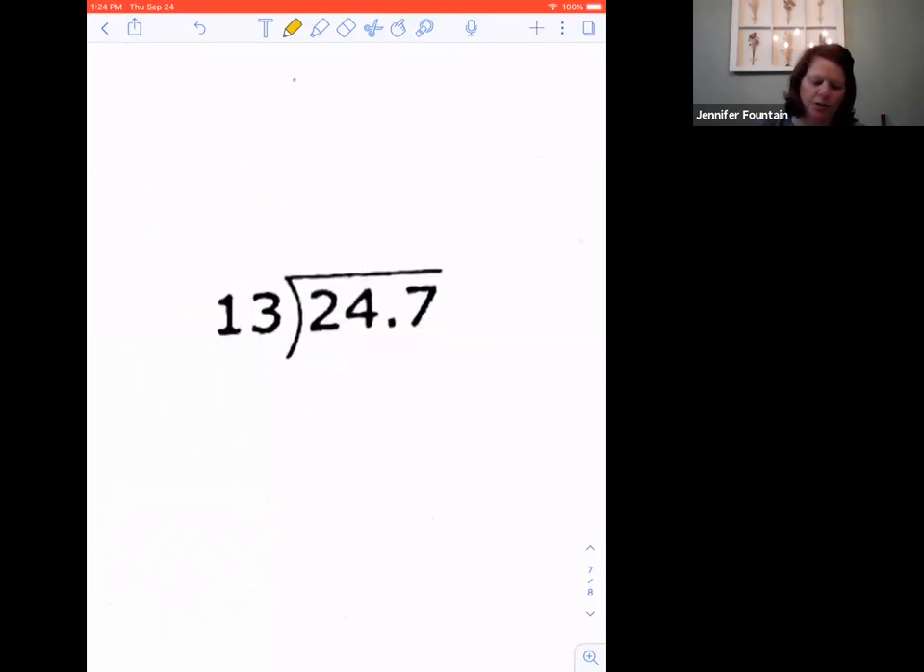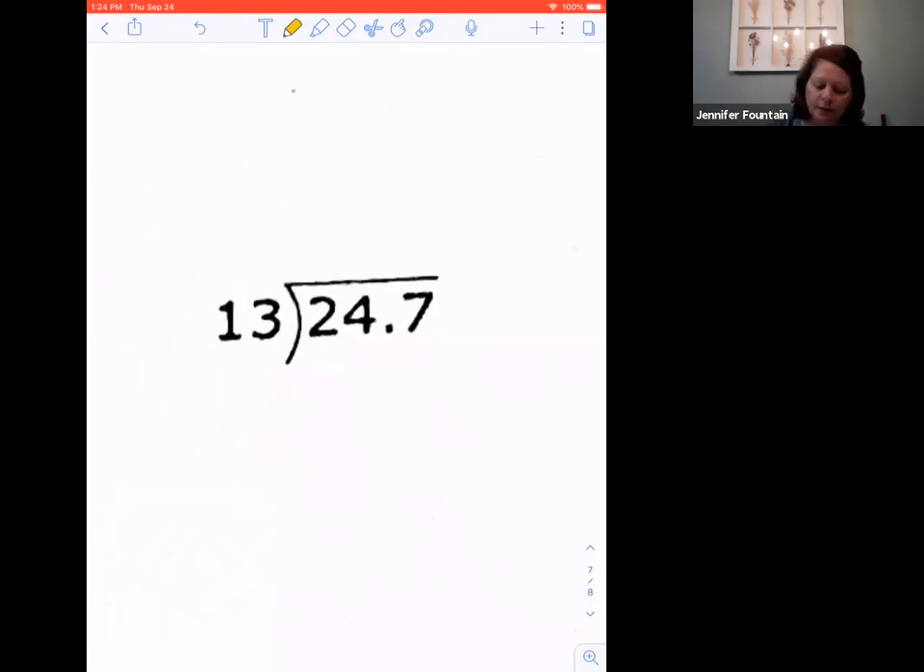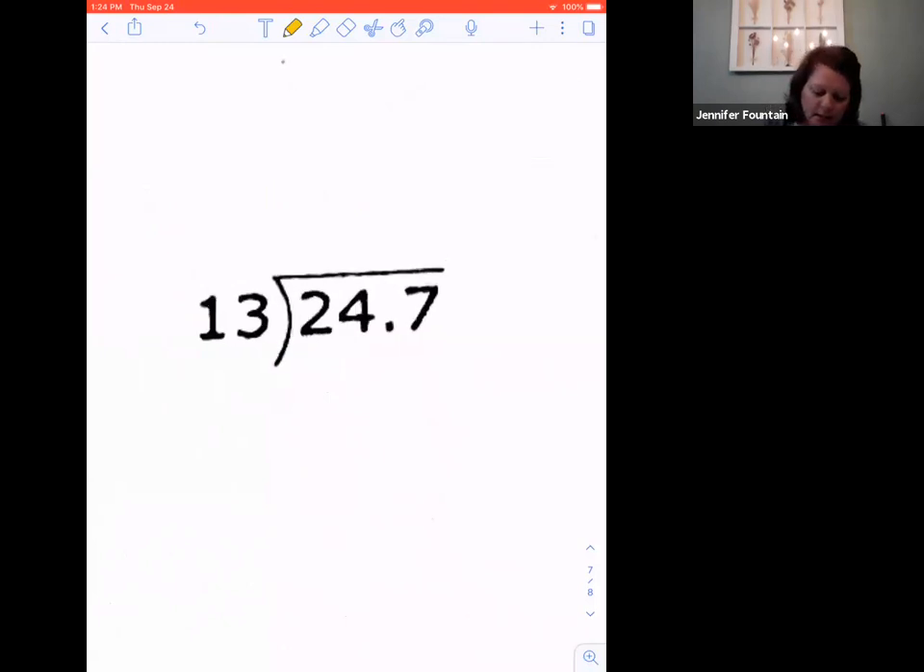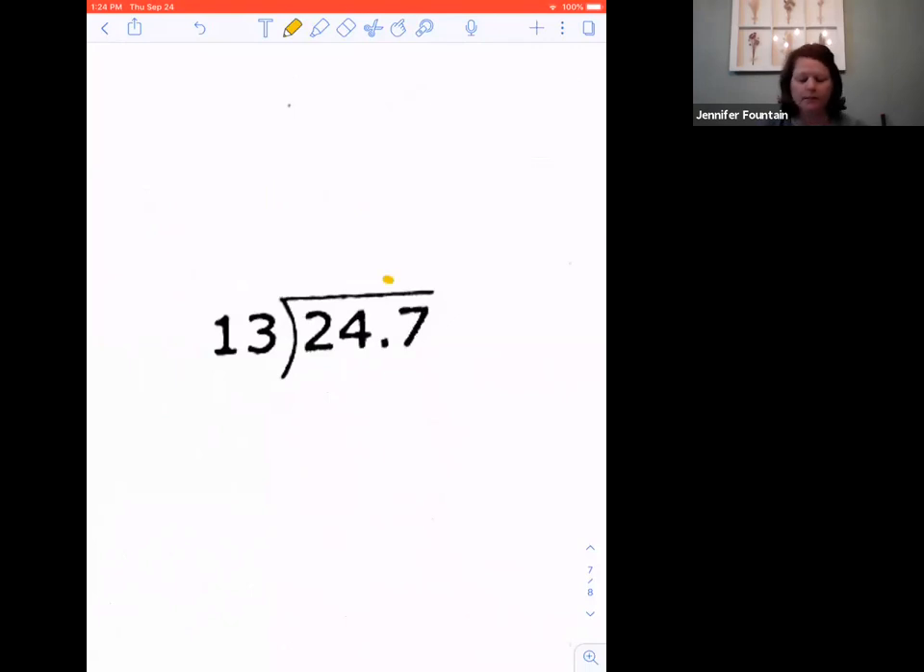Move on to the next one, 13 into 24.7. On this one, I don't have to move my decimal anywhere on the outside number, so I leave it where it is on my inside number. So I'm going to put my decimal in my answer just so I don't forget it. Start with 13 into 24. 13 will go into 24 only one time.